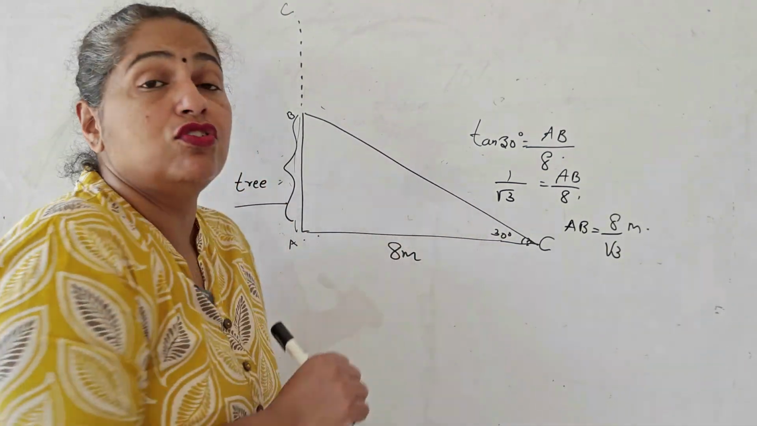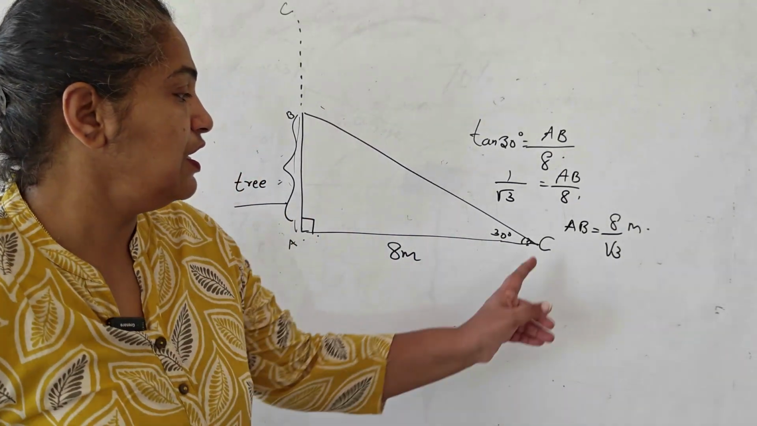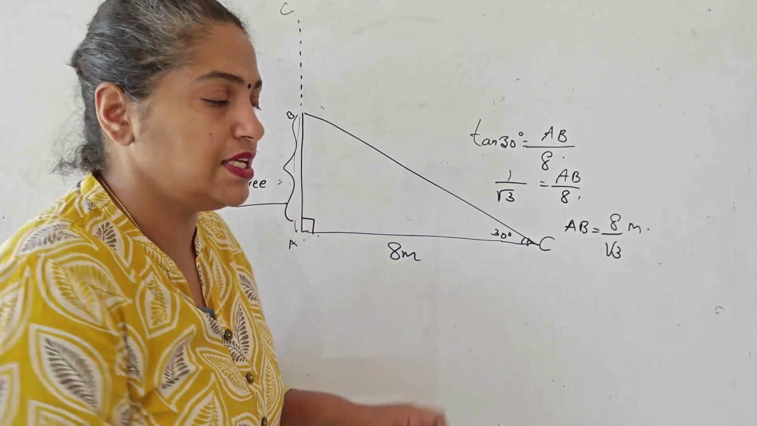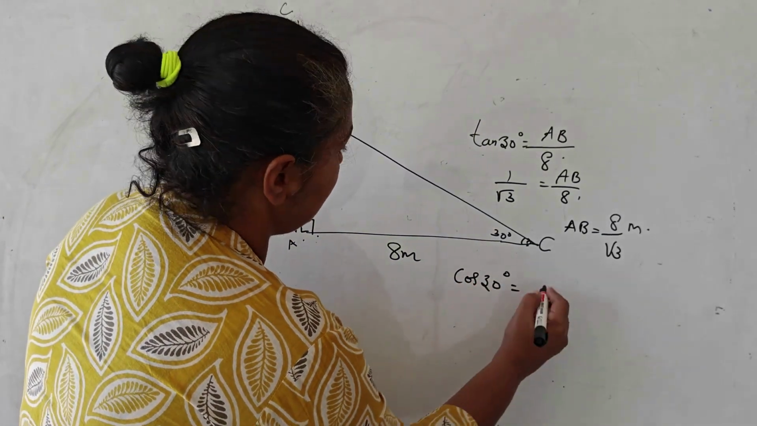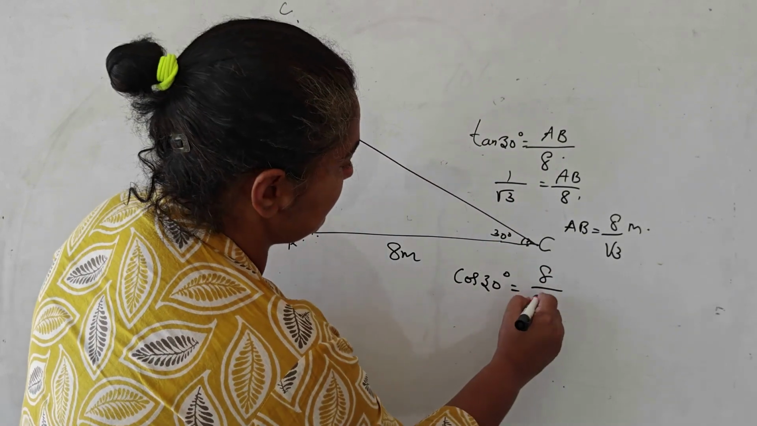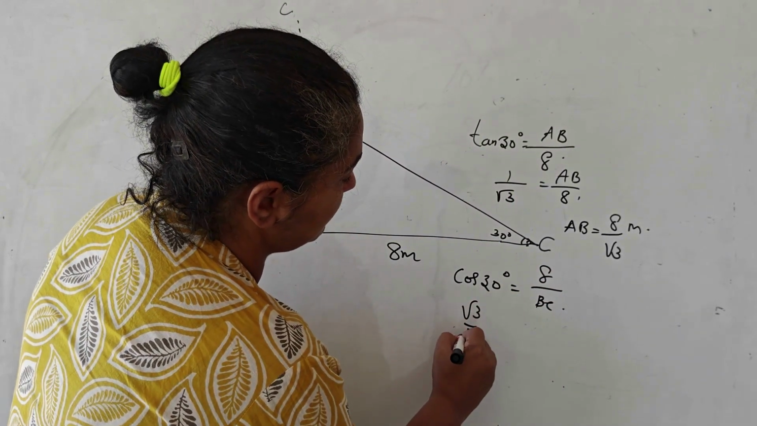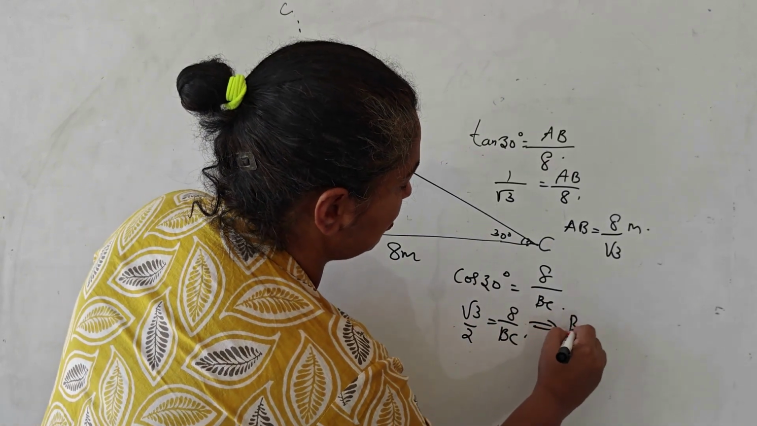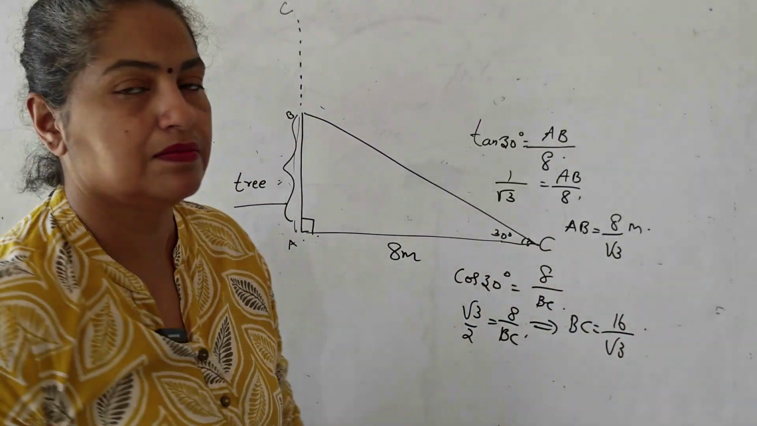How do you find the length of the hypotenuse or the side BC? This is a 90 degree angle. We know the adjacent side has been given in the question. We can use cos 30. So, cos 30 is adjacent side by BC. Cos 30, the value is root 3 by 2. Or I can say that BC is equal to 16 by root 3.